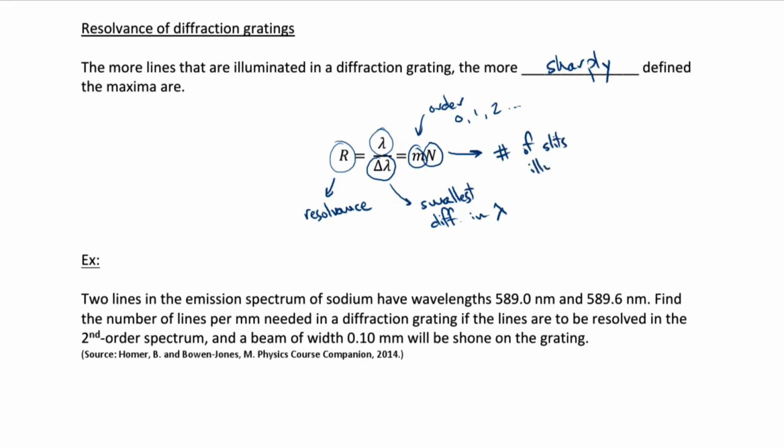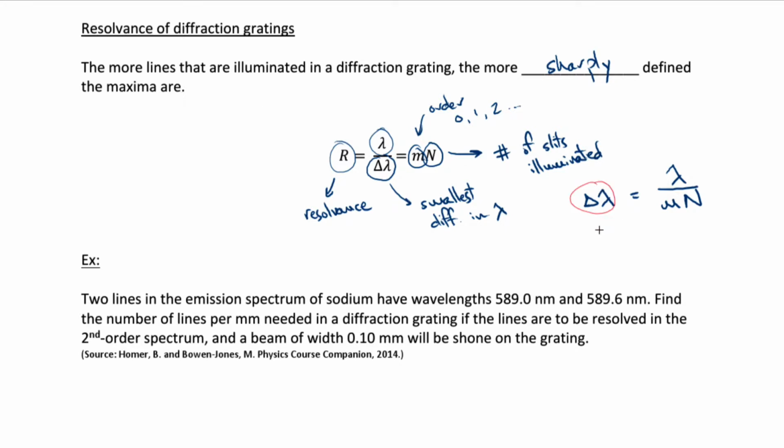So if we rearrange this to solve for delta lambda, that's again the smallest difference in wavelength that we can observe, that we can tell is a difference, then we get delta lambda is equal to lambda, the wavelength that we're talking about, divided by m, the order that we're looking at, multiplied by N, the number of slits.